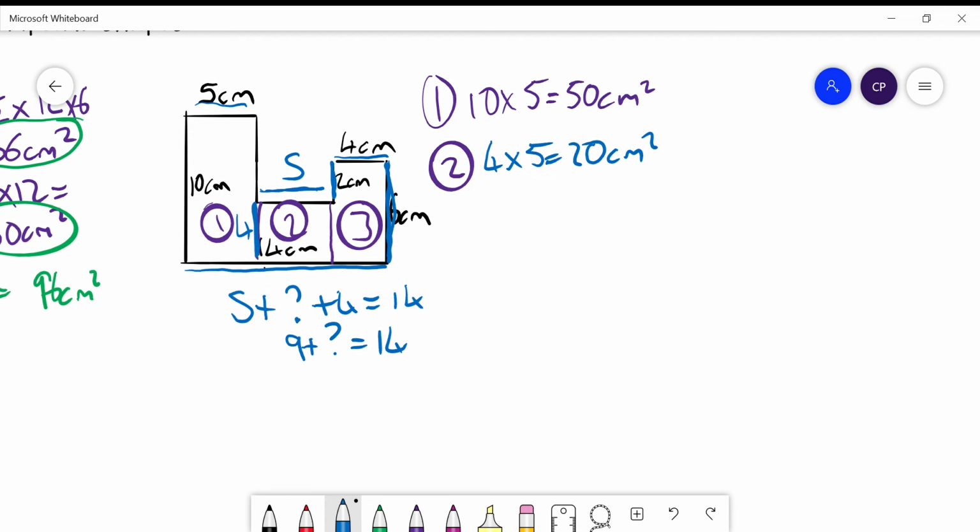I then can go back to my third rectangle, and I've actually got 4 by 6 already there for me, so it's 4 times 6, which is 24 centimetres squared. And then I just need to add all of those up for my answer. So I've got 0 plus 0 plus 4 gets me to 4. 5 plus 2 plus 2 is 9. So that must be 94 centimetres squared.